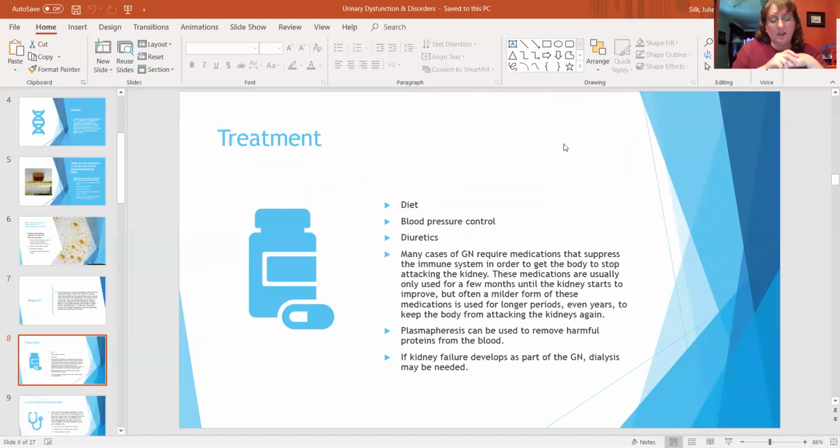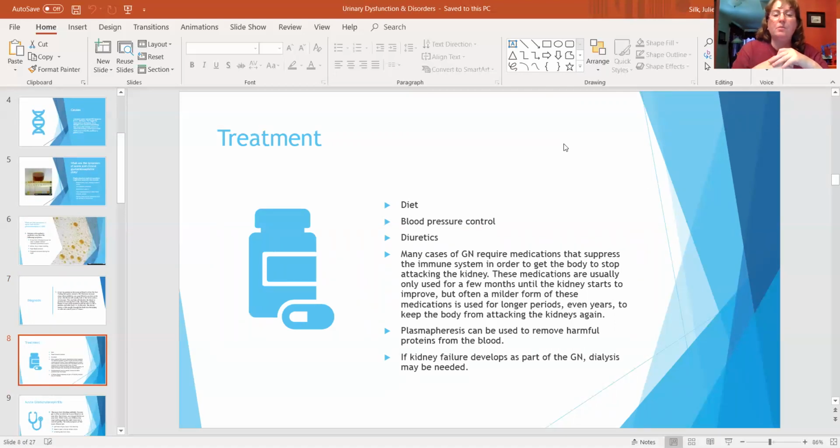So how they treat this is through diet. Typically, you're going to be on a low salt diet. They try to control your blood pressure with blood pressure medications. Because you are retaining fluid, they're going to give you some diuretics.